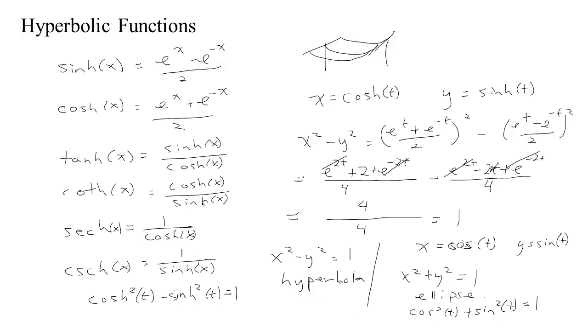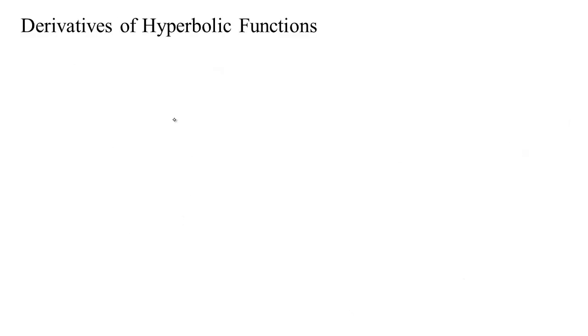Let's look at the derivatives of these hyperbolic functions. So first, let's take the derivative with respect to x of the hyperbolic sine, or the shine. We're talking about taking the derivative with respect to x of e to the x minus e to the minus x all over 2.